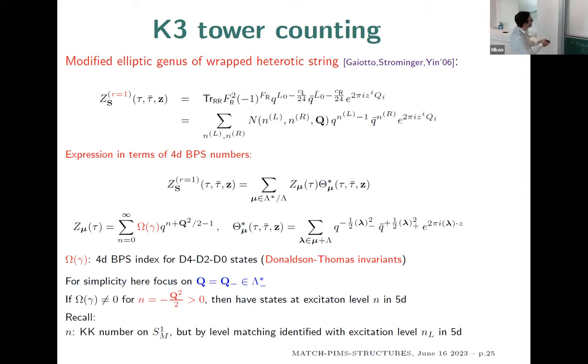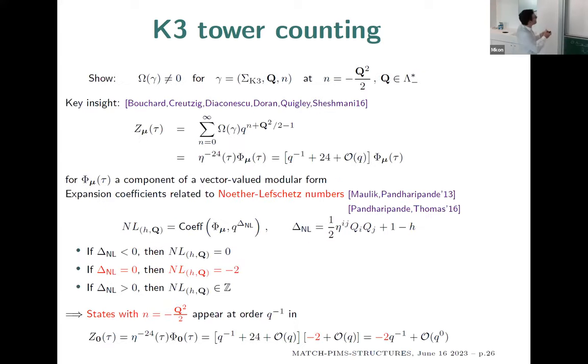And we now need to show that precisely when n plus q squared over 2 is 0, then the corresponding omega gamma is non-zero. Then we have those things. And this follows from the observation that was made very clear in this paper in particular. And I'm looking at a special case.